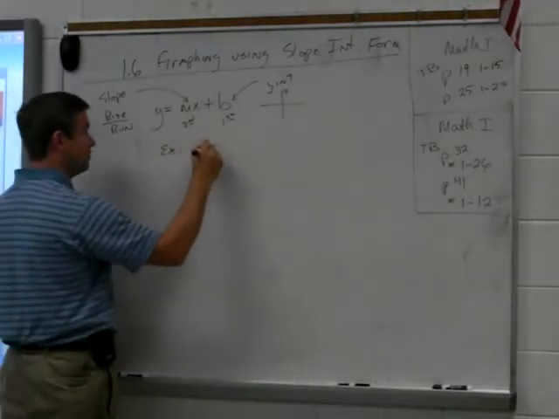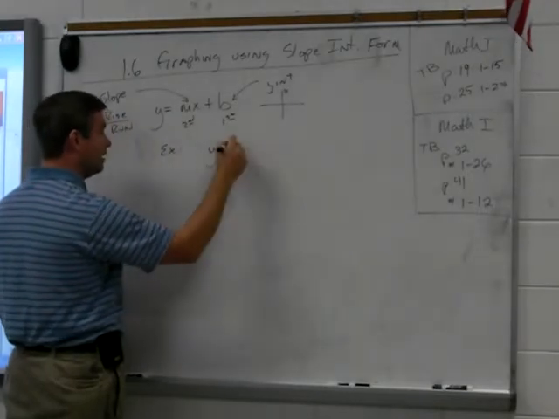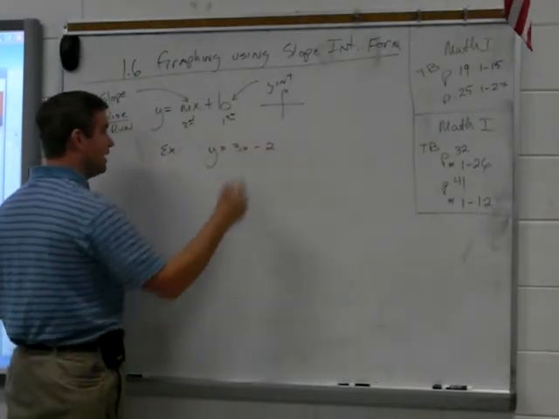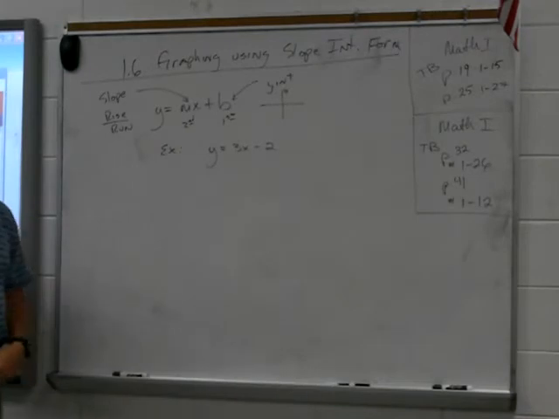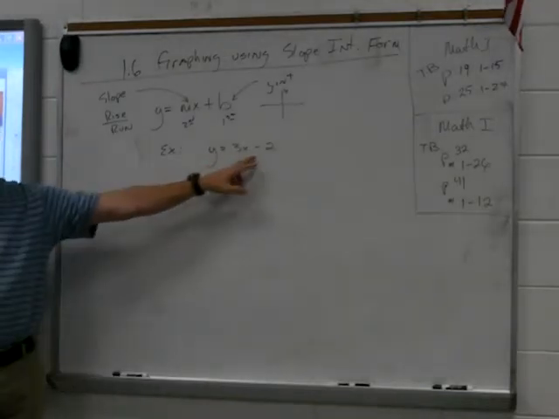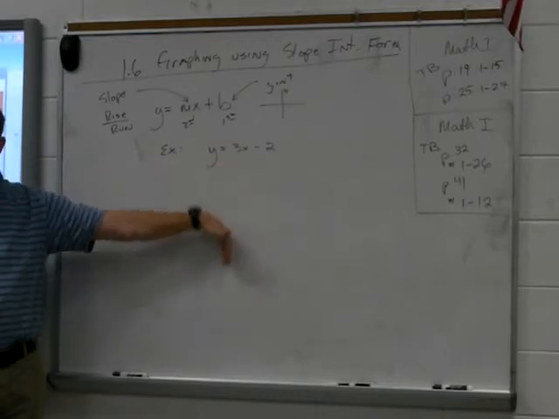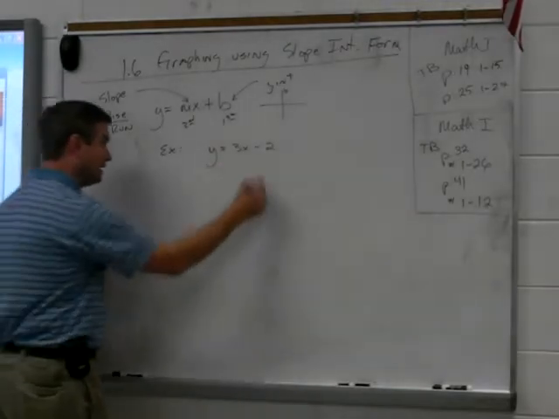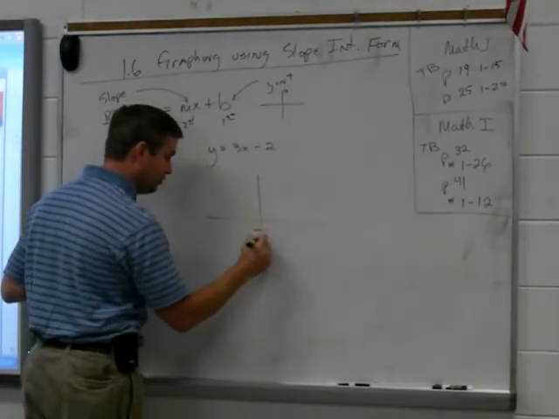Here's our first example. Y equals 3x minus 2. Nice, easy numbers. Nice and small, ready to go. What's the first thing we're going to do? We're going to graph our Y-intercept, and then what? Well, how do we graph a -2 Y-intercept? Go down 2 and put a dot. 1, 2, and we put a dot.